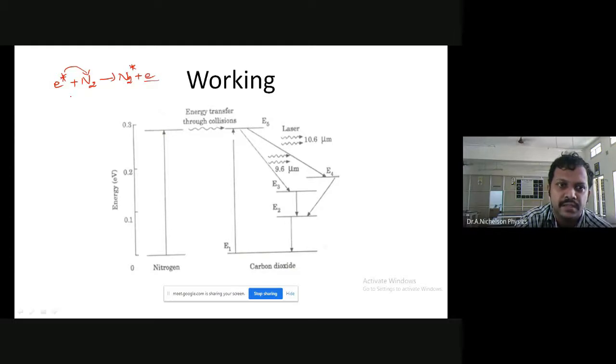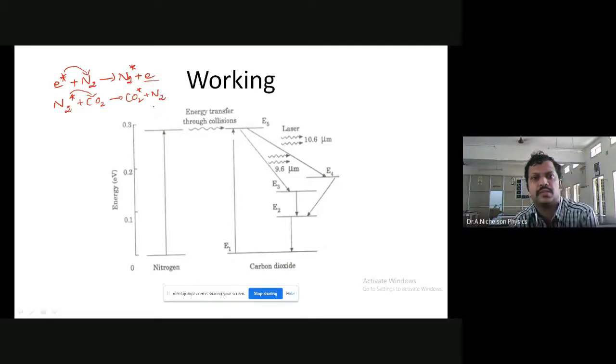Now this nitrogen collides with the carbon dioxide and transfers its energy to carbon dioxide, and nitrogen comes to the ground state. So we are using this nitrogen just for the excitation purpose, and carbon dioxide now moves towards a higher energy state. That is what we have mentioned here as E5, the highest energy state.